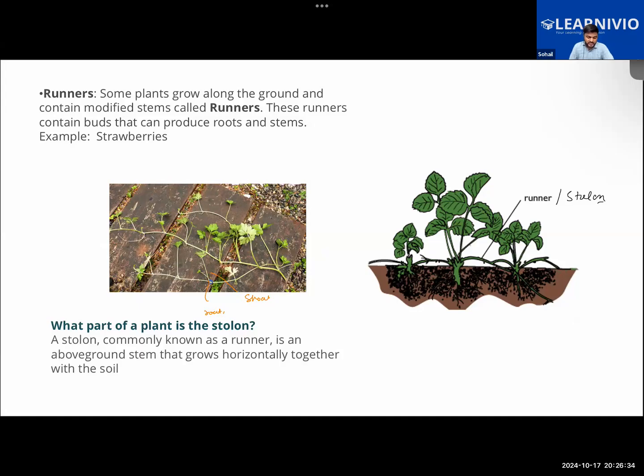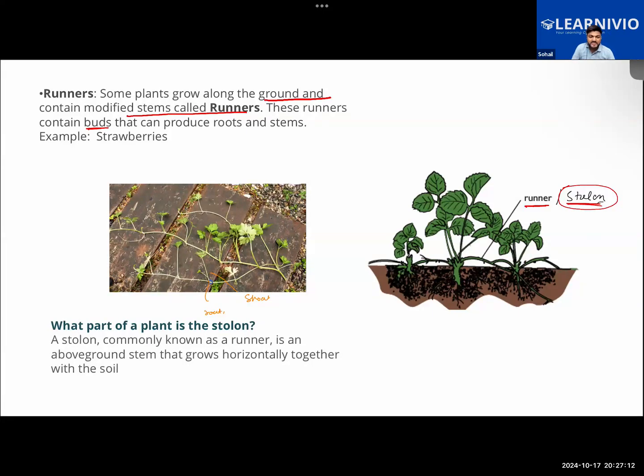Runners are the horizontal stems, as we can see here. These are the horizontal stems that grow above the ground, and when they touch the soil, they develop roots and give rise to a new plant. Another common term for this horizontal stem, the runner, is also stolon. These stems that are growing horizontally, or parallel to the soil surface, are runners. And these runners contain buds that can produce roots and stems.